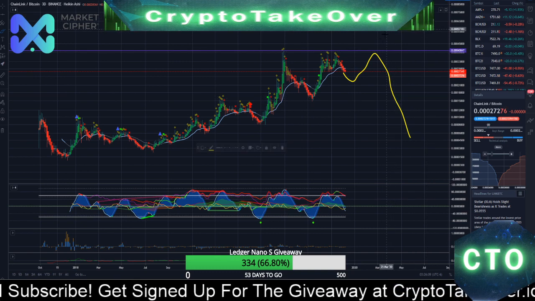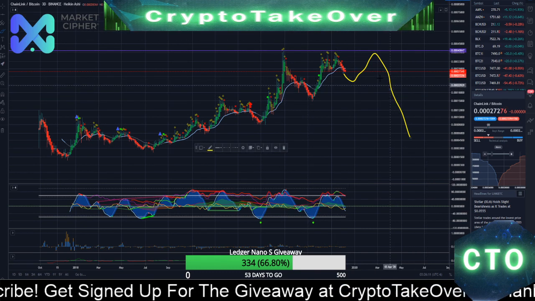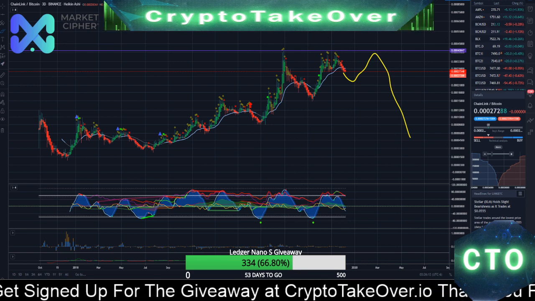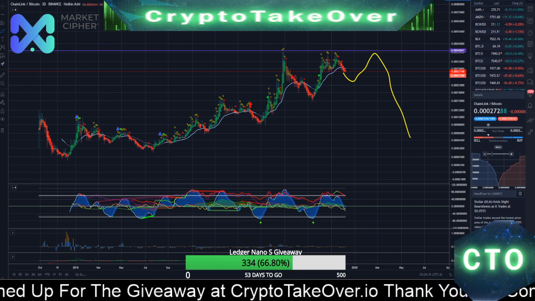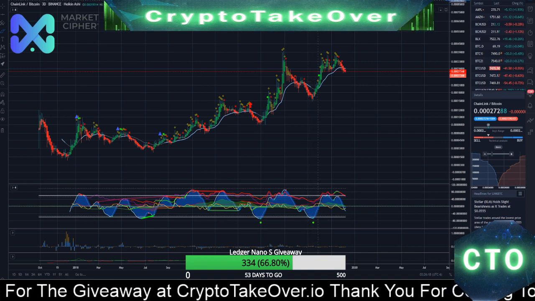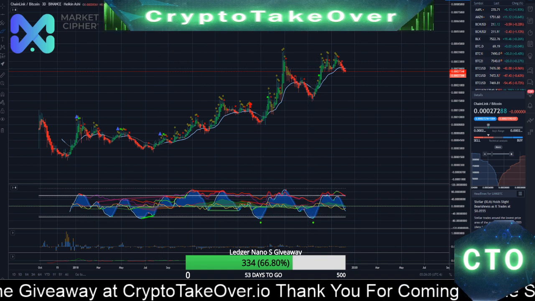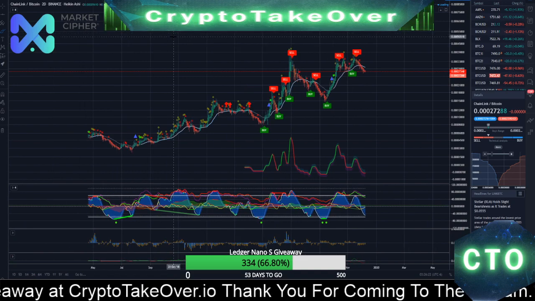Trying to figure out how to... So yeah, we do want to consider the pullback, that it is possible there. So just keep it in mind, and then we can go to our 1 day and our 2 day here.